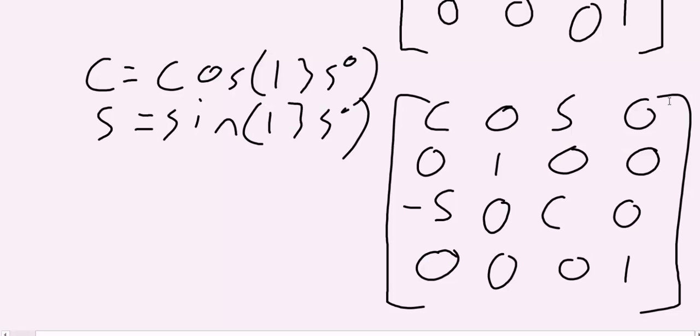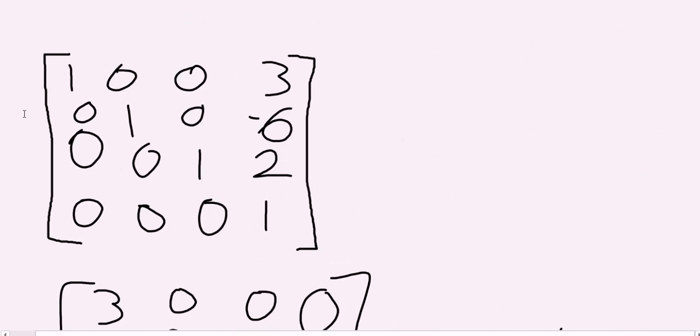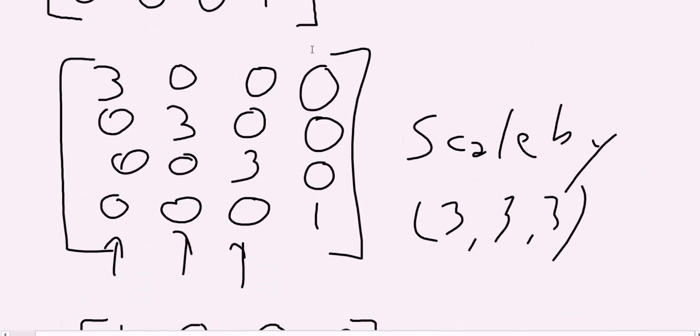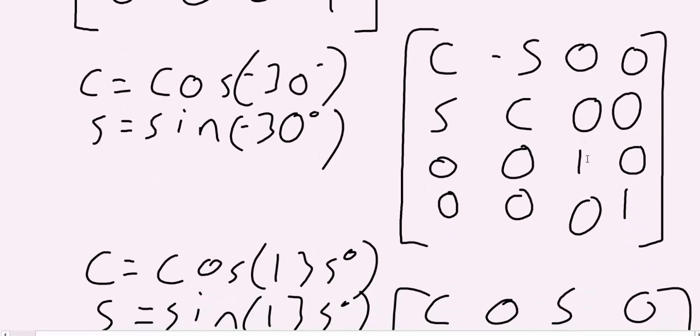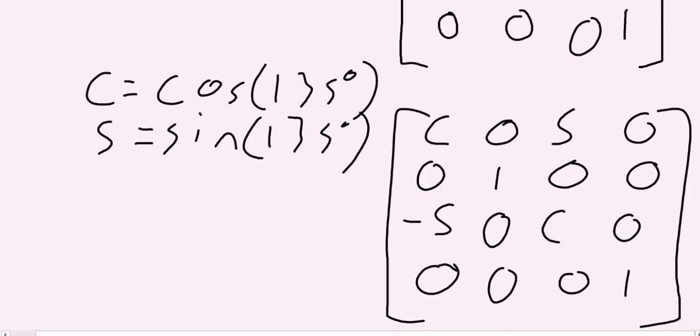So if we run through this here, the first one is a translation, the second one is a scale by 3, 3, and 3, third one is a scale by 1, then 1/2 for the y-axis and 2 for the z-axis. And we have a rotation around the z-axis, clockwise, making it the minus. Then we have a rotation around the y-axis by 135 degrees.